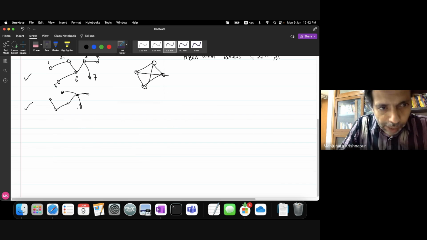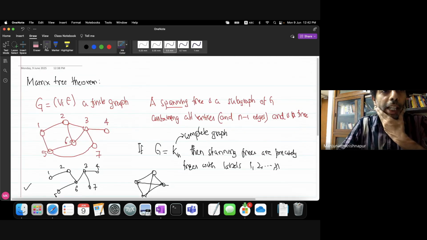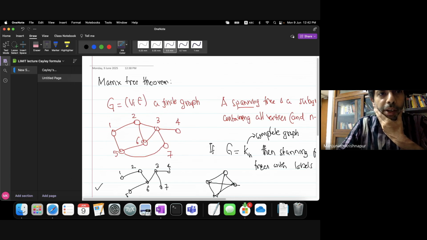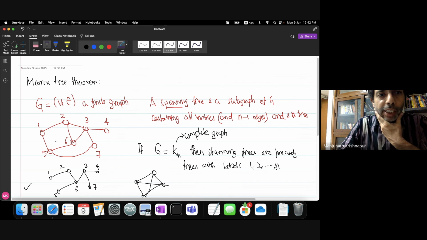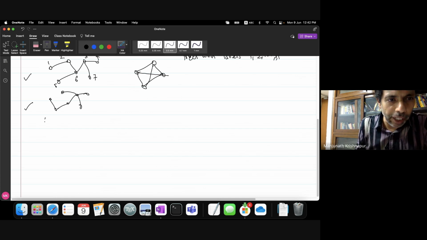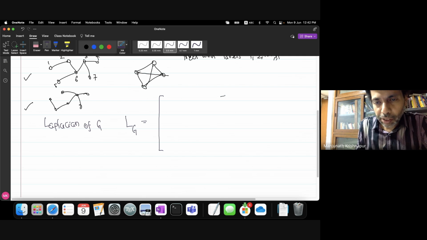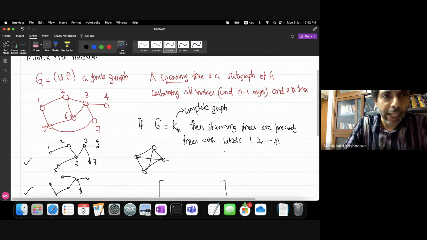So before I tell the theorem, I have to tell you how we study it. Earlier I described for you the adjacency matrix of a graph. Now we need to define a new matrix called the Laplacian matrix of a graph, the Laplacian of G. It is an n cross n matrix. It is much like the adjacency matrix.